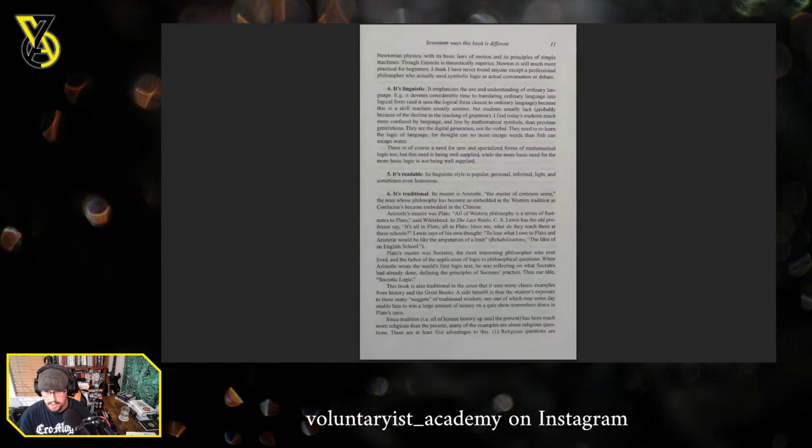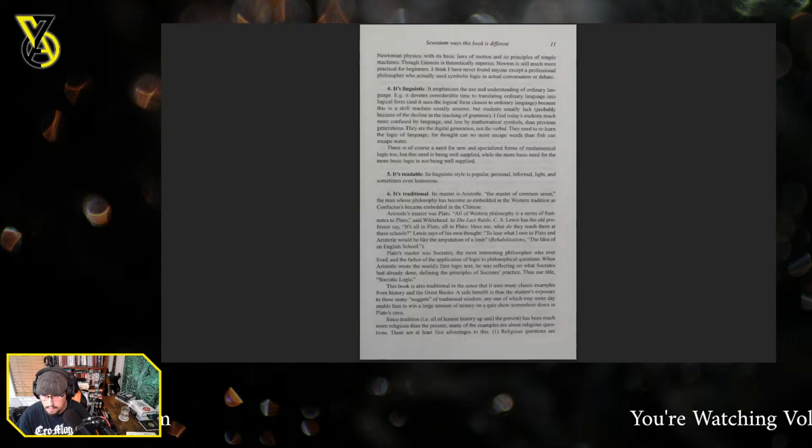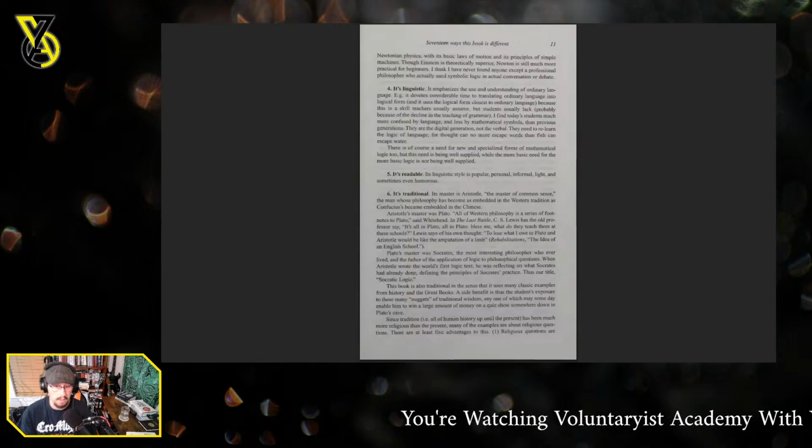Aristotle's master was Plato. "All of Western philosophy is a series of footnotes to Plato," said Whitehead. In The Last Battle, C.S. Lewis has the old professor say, "It's all in Plato, all in Plato. Bless me, what do they teach them at these schools?" Lewis says of his own thought, "To lose what I owe to Plato and Aristotle would be like the amputation of a limb." From Rehabilitations, the idea of an English school.